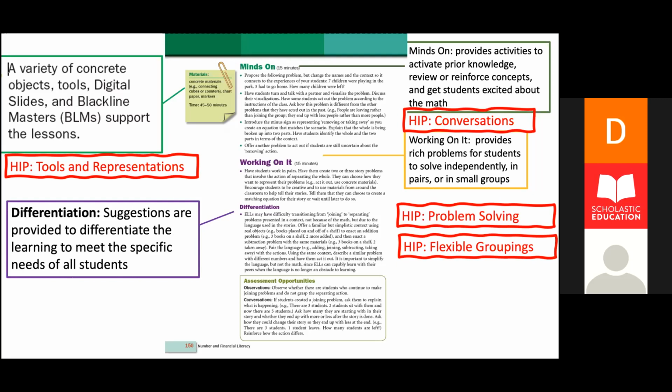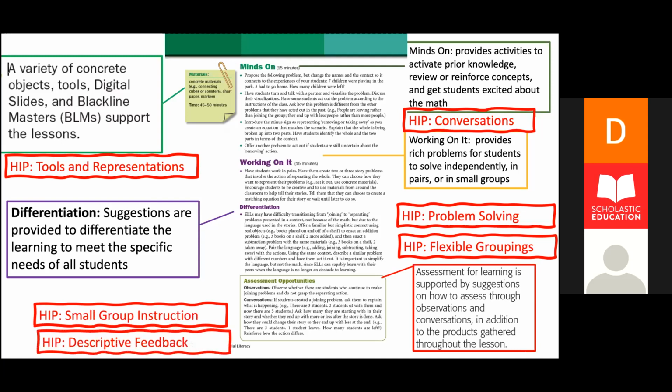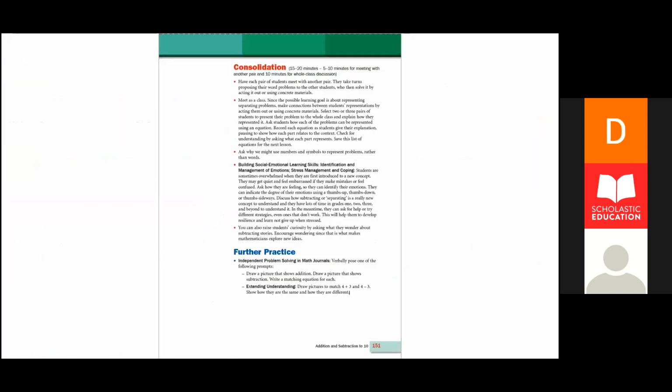There's also differentiation included. This is important because our kids are not all working at the same place and we need to make sure that they have entry points and they also have support. There's also assessment for learning. Remember, we talked about observations, conversations, and products. Those products flow naturally from the work that we're doing, but here we're outlining those observations and conversations that you can make to help you. And this allows for us to do small group instruction and descriptive feedback. So if you've planned a really good 3-part lesson, you are really looking at all of those high impact instructional practices.